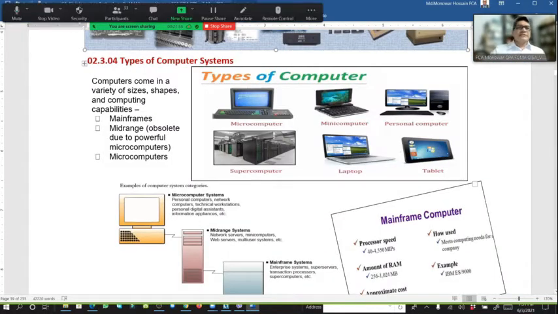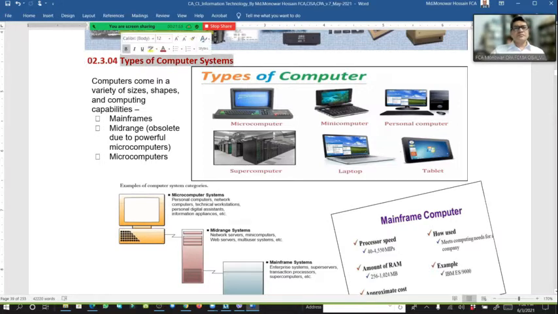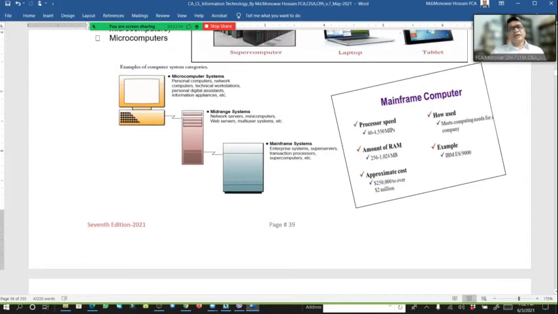Now if we see the types of computer system, we can say there are different types. If we see the picture here: microcomputer, supercomputer, minicomputer, personal computer, laptop, tablet, etc. But basically they are categorized based on size. So some are mainframe computers, some are mid-range computers, some are microcomputers. We can basically categorize this way.